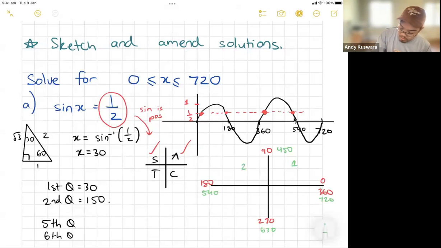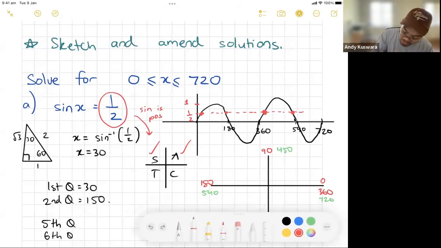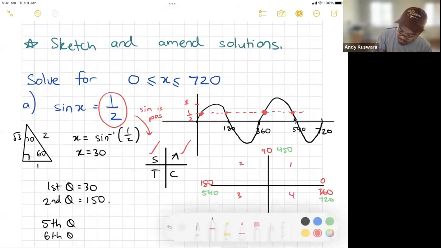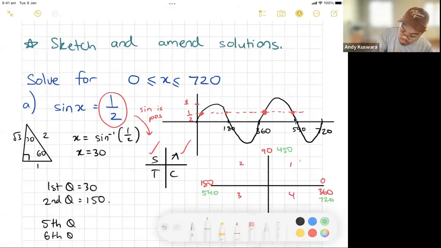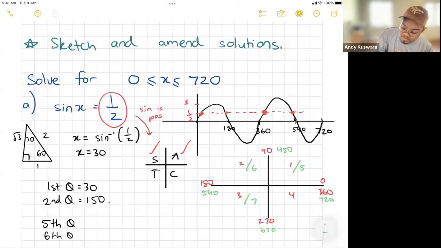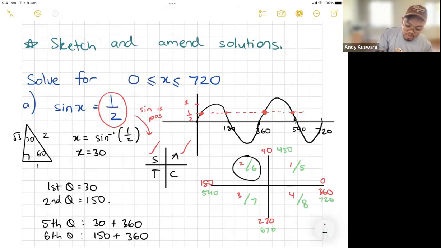So you can see how my 5th quadrant works: 1, 2, 3, 4, and then it continues on to 5, 6, 7, 8, in that kind of rotation. That means I'm trying to find the 5th and the 6th quadrant. The easiest way to do this is it's just going to be my first quadrant, but one full rotation later. So it's going to be 30 plus 360. And my 6th quadrant is in my 2nd quadrant, so it's going to be my 2nd quadrant answer, and then one full rotation later, which is going to be 360.